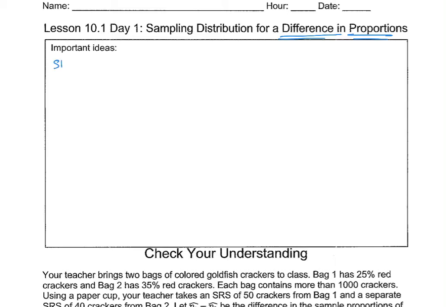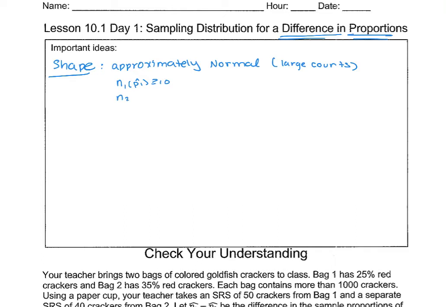So the shape of a sampling distribution is always going to be approximately normal as long as the conditions are met. So it's going to be approximately normal, and that's if you have large counts or if the normal condition is met. So the normal condition for a difference in proportions, you have to show that n1 p hat 1 is greater than or equal to 10, n1 times 1 minus p hat 1 is greater than or equal to 10.